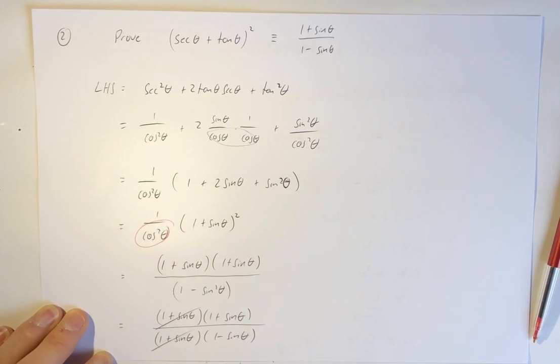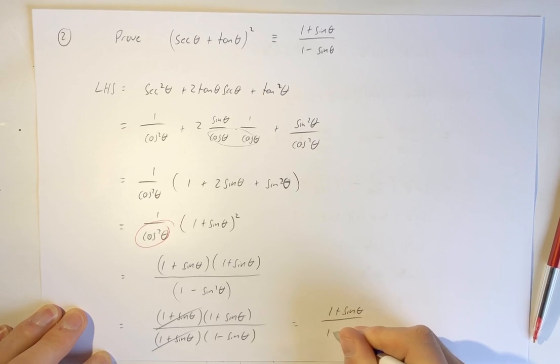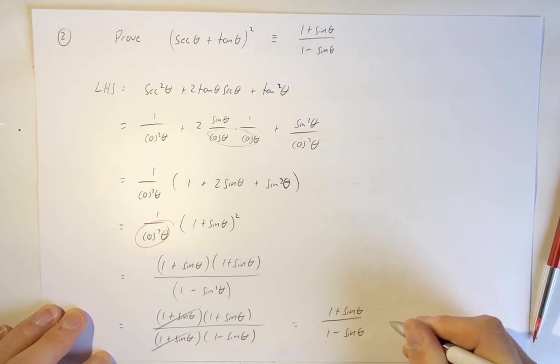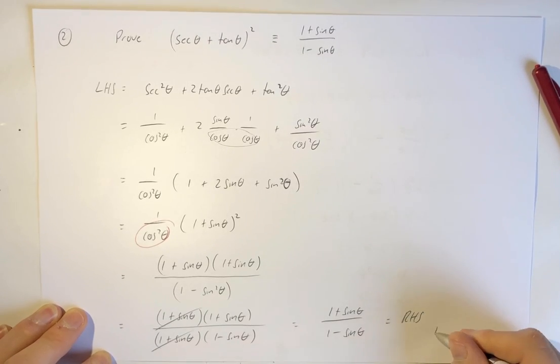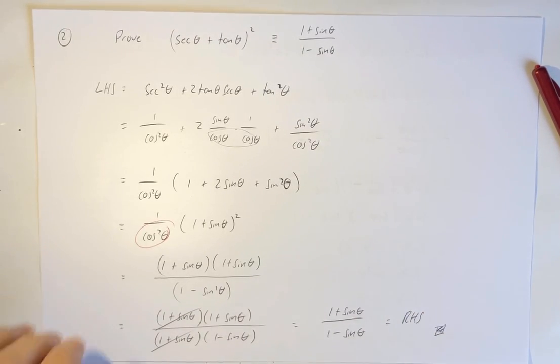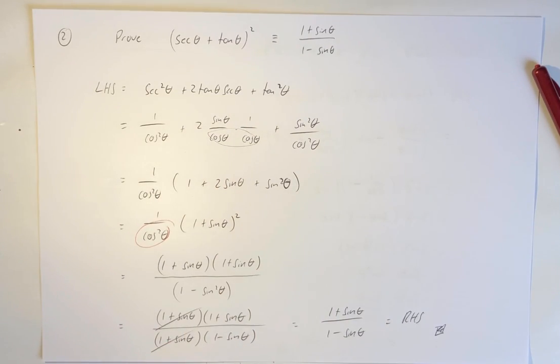And look at that, those cancel out. I've got 1 plus sine theta on top, 1 minus sine theta on the bottom. That is the right hand side. End of proof. That is a really nice problem. I liked how there was quite a bit of little reflections of quadratics in there.